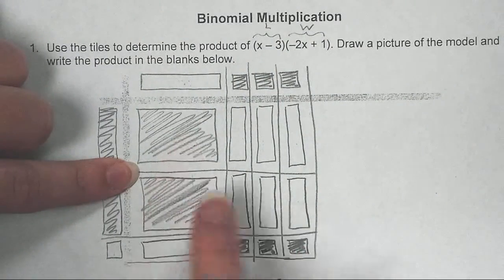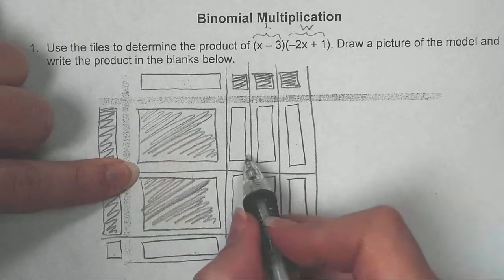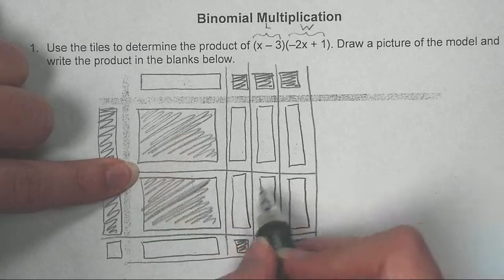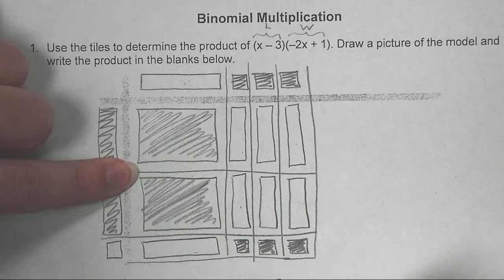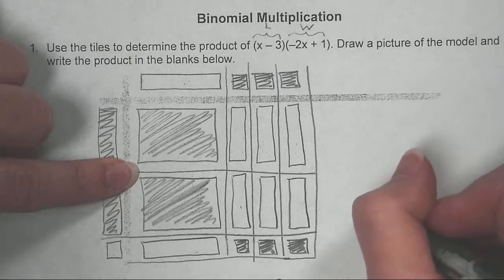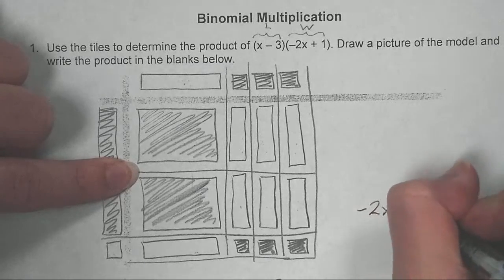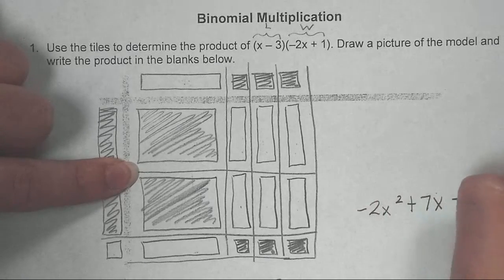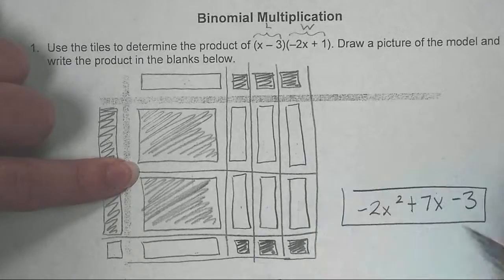Again, it's negative because they're shaded. And then you have to count all of your x's up. 1, 2, 3, 4, 5, 6, 7. So we have 7 x's. And then we have negative 3 units. Now, I don't like this plus or minus right here, so I'm going to rewrite this. And that's your answer.